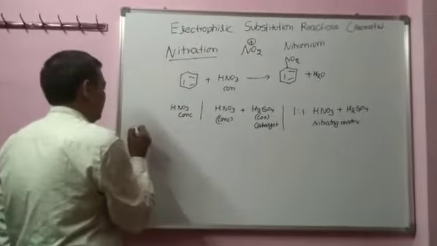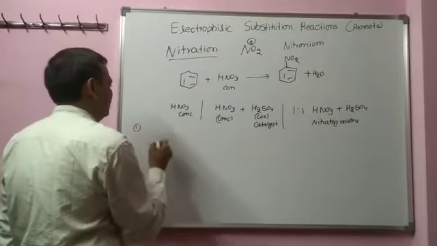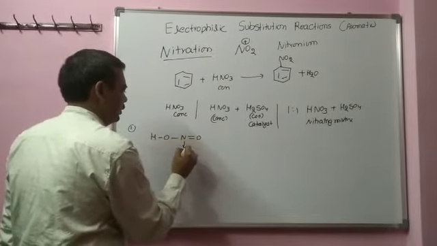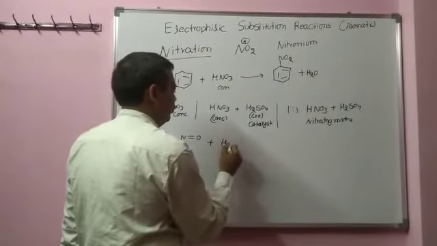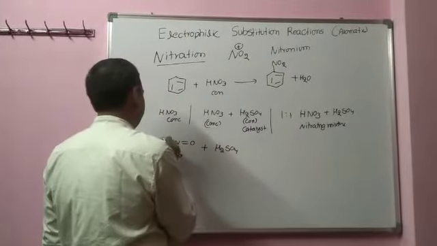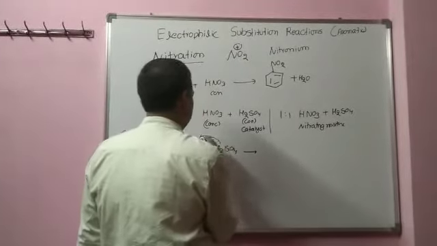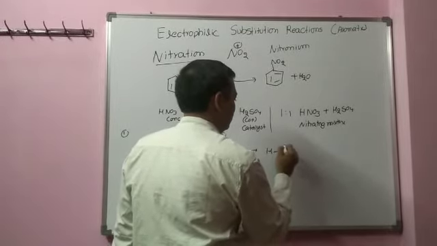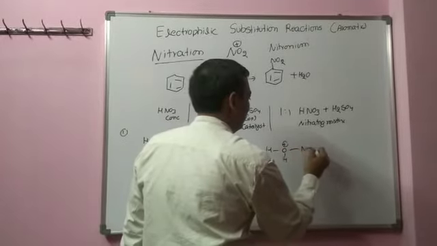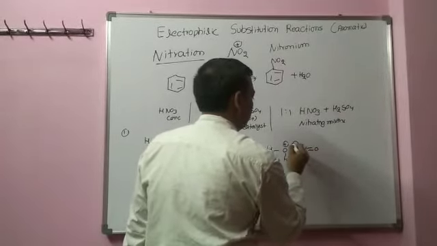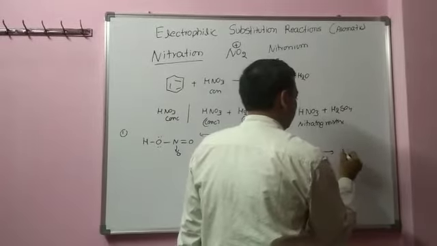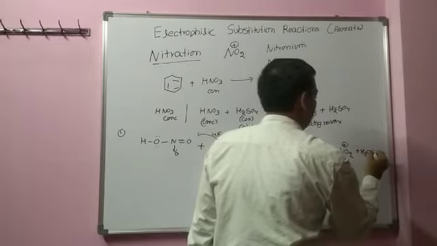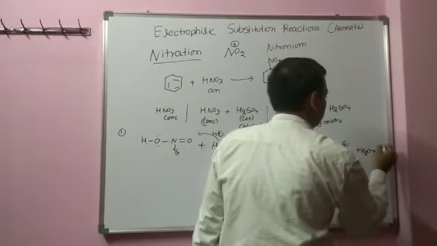Now, coming to the mechanism, step 1: generation of the electrophile. This is the structure of HNO3. When it reacts with H2SO4, a lone pair of electrons takes H plus, giving protonated nitric acid with a double bond O and a single bond O. This bond is polarized and cleaves to give the NO2 plus electrophile, water, and HSO4 minus.